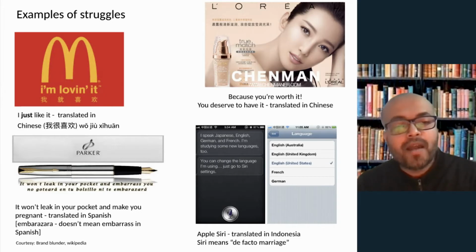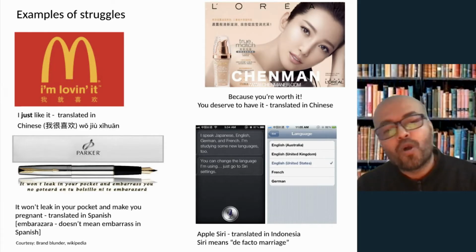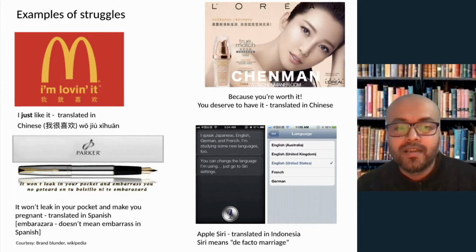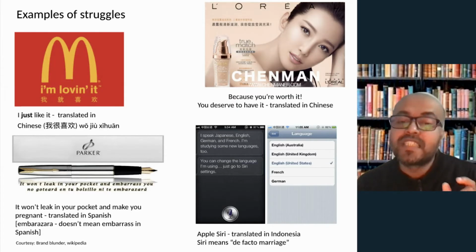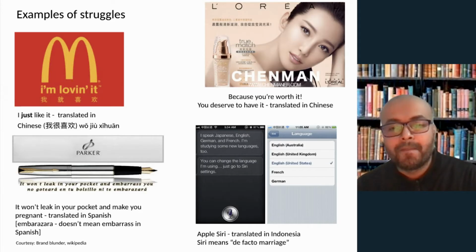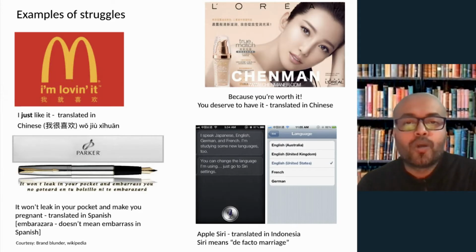Similarly, when Parker pens were launched in Spain, the tagline "It won't leak in your pocket and embarrass you" got translated as "It won't leak in your pocket and make you pregnant." Here, the word embarazar got translated wrongly during translation. Similarly, when Apple launched Siri, the personal voice assistant, in Indonesia, the term Siri means de facto marriage, which really became the fun talk of the town.